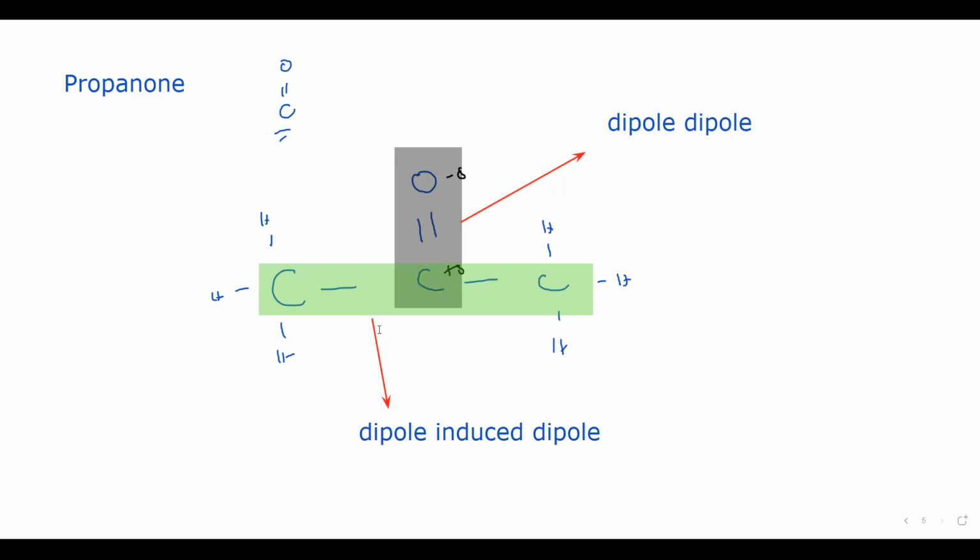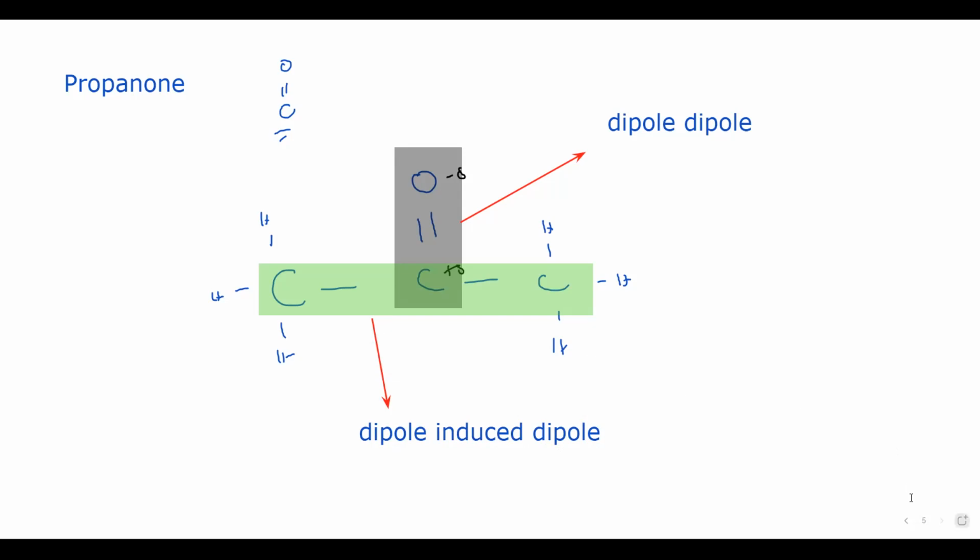So in this molecule, two forces can coexist, two forces are existing at the same time, but you don't find hydrogen bond, because hydrogen bond is not there unless hydrogen is forming a bond with nitrogen, oxygen, or fluorine.